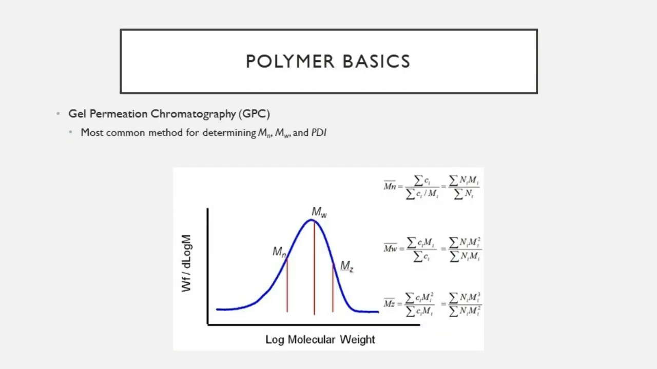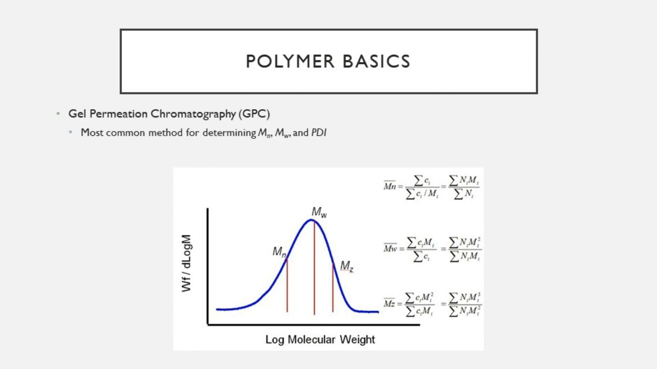Today, the most common way of measuring polymer molecular weights and the polydispersity is to use gel permeation chromatography, or GPC. This form of chromatography separates compounds by molecular weight so that large molecular weight compounds come out of a GPC column first and get detected, and then smaller ones come out later and get detected.